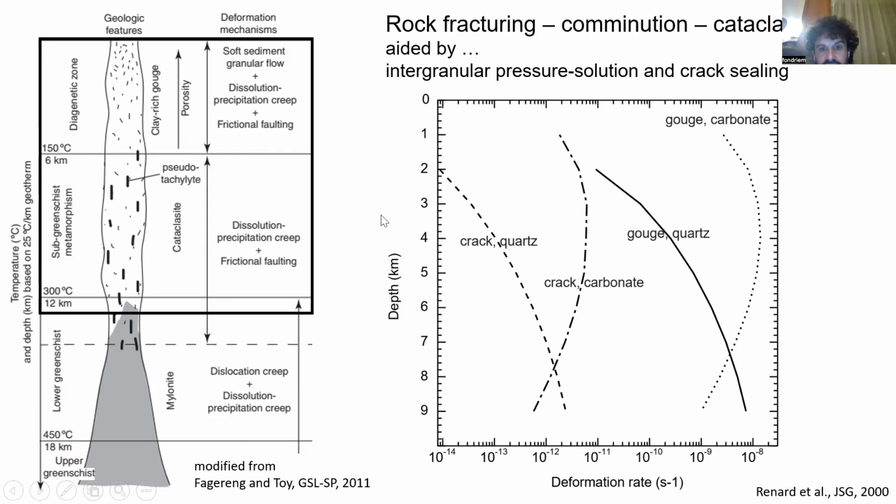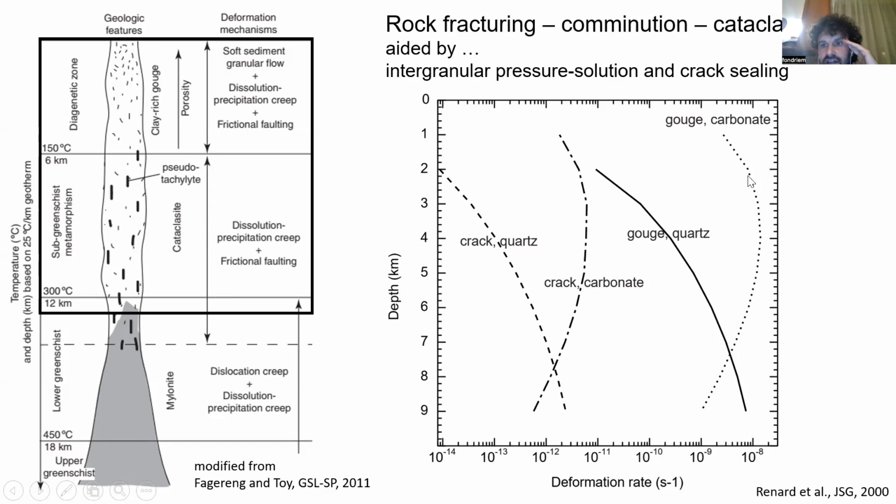2000 that shows you for quartz, which can be representative of a silicatic crust, or carbonates, which can be representative of a carbonate crust, how two important deformation processes occur. And these processes are gouge compaction and sealing of cracks, basically. And what you can see is that they are mainly controlled by the solubility of the two minerals at different PT conditions in the crust.